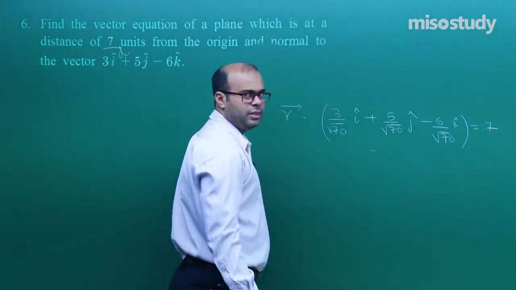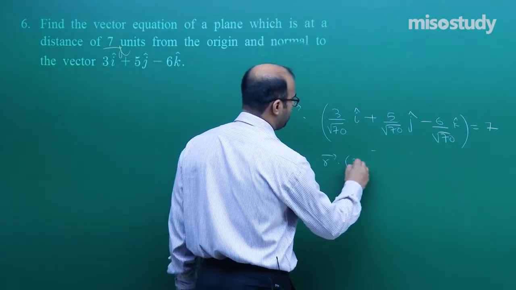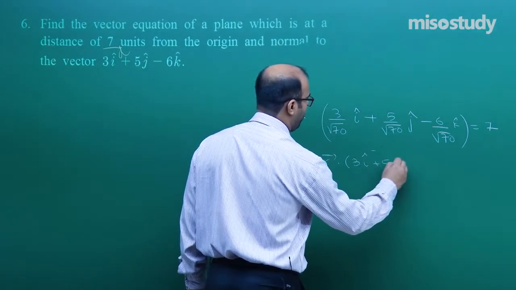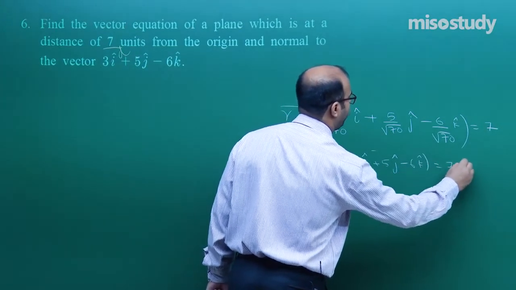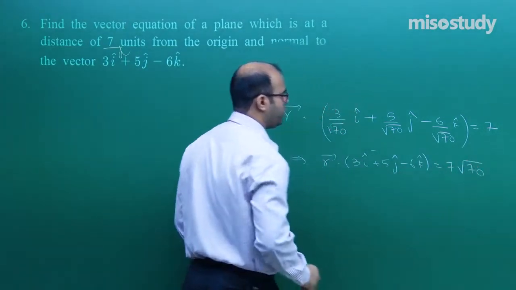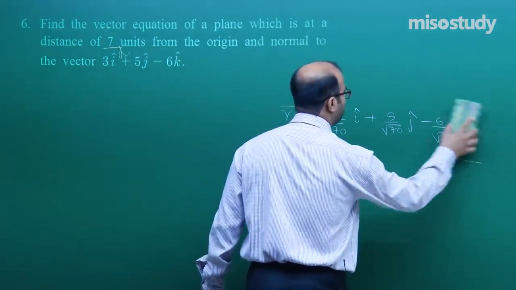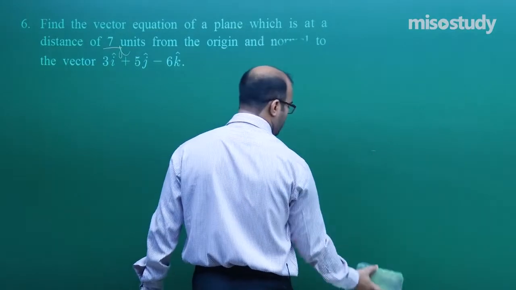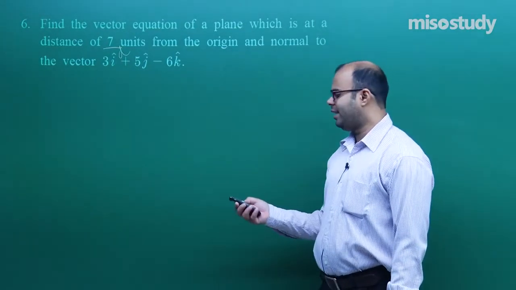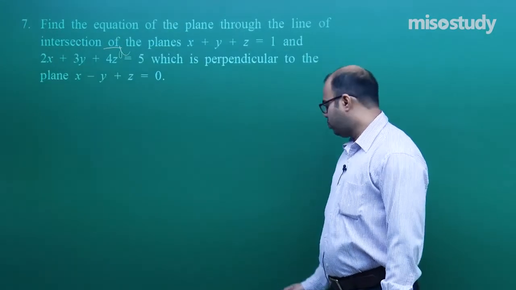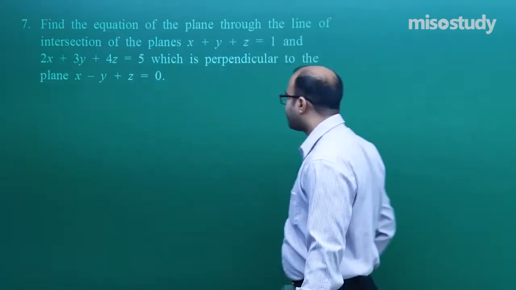So you can write it like this and simplify it further, that it is r dot 3i cap plus 5j cap minus 6k cap and take this root 70 on the right hand side. So it will be 7 root 70. So this is the equation of the plane which we want. So we just need to understand the formula. We don't need to remember the formula, we have to understand the formula, then we can apply it in any case. Let us come to the 7th question now, which is again of 4 marks.